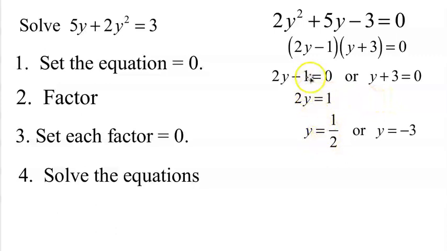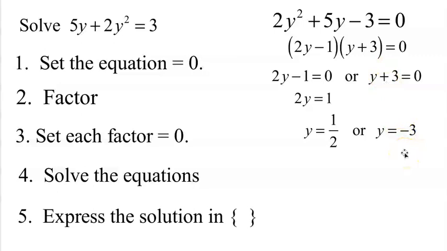So this first equation has a solution of y is 1/2. The second equation has a solution of y is negative 3. And the last thing I want you to do is to express that solution in set form, curly brace form, set builder notation form, and our result will be 1/2 comma negative 3.